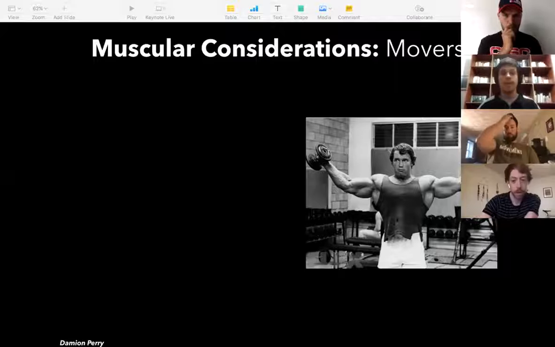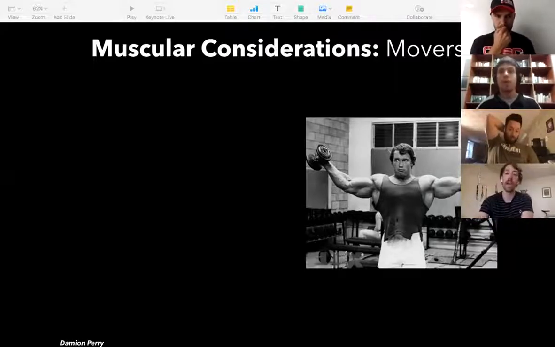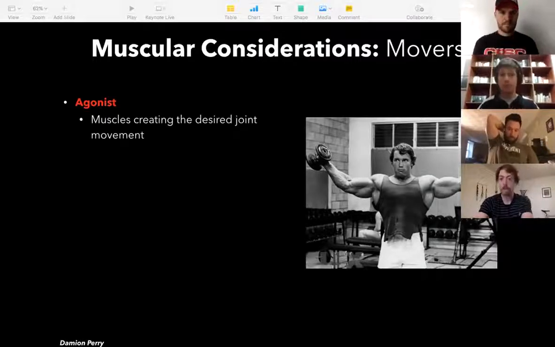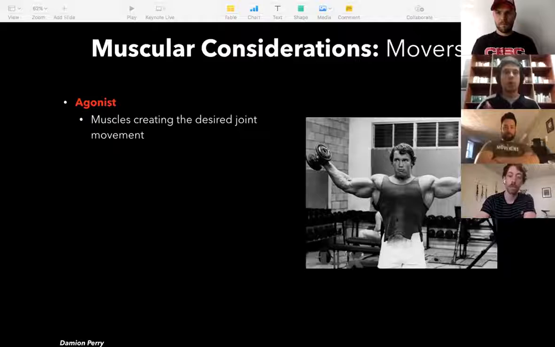So muscular considerations, to move out of this movement 101 category, we're going to start to look at what's happening with each muscle, all right? So in movement, there's going to be an agonist, the muscle that creates the desired joint movement. So in this case, we've taken Arnold out of the world of Terminator, and we're back in the gym with Arnold. And if you can see, his massive deltoids are creating this lateral raise, all right?